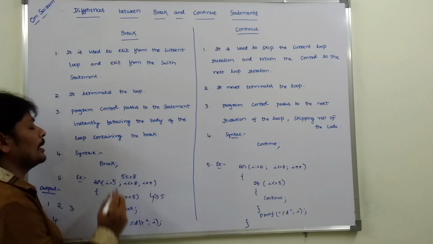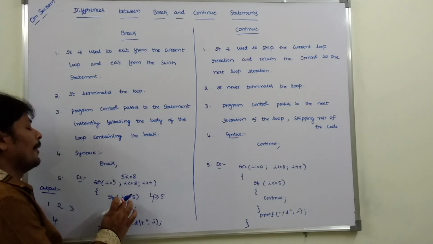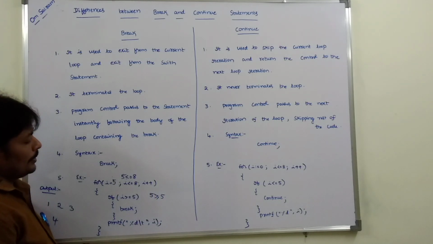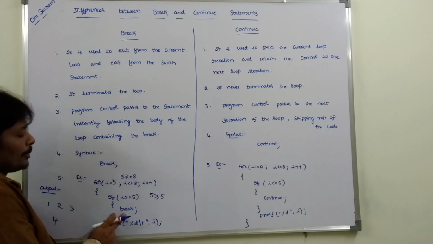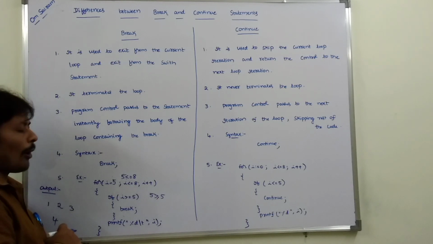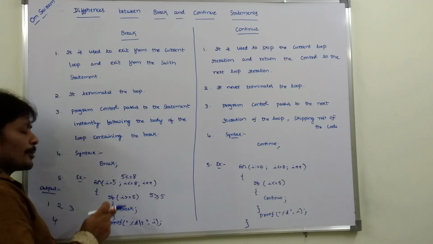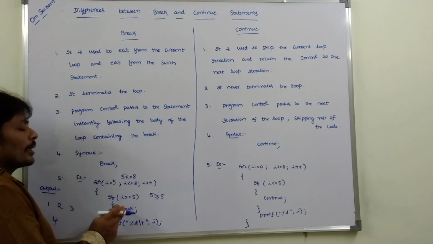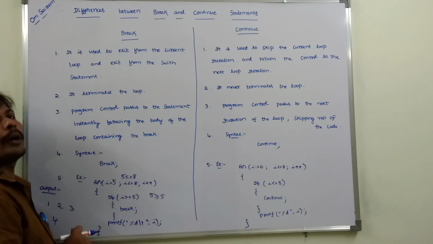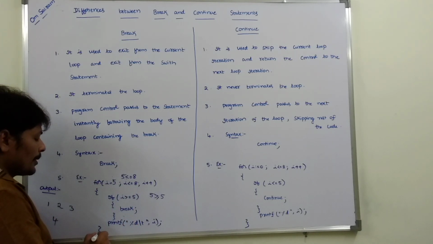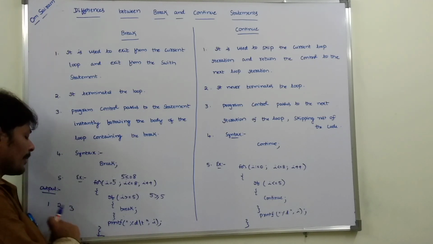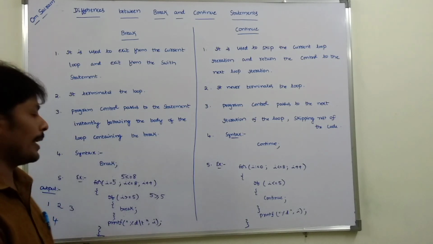5 less than or equal to 8, condition true. If 5 greater than or equal to 5, condition true. Then the control enters into the body of the if block. Here break is there. So by using this break statement, the control goes outside the body of the loop. There is no statement there. So the output of the program is 1, 2, 3, 4.